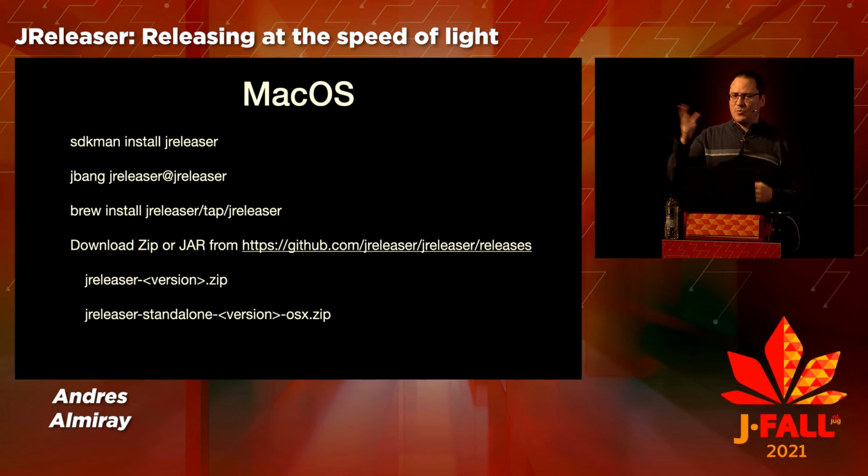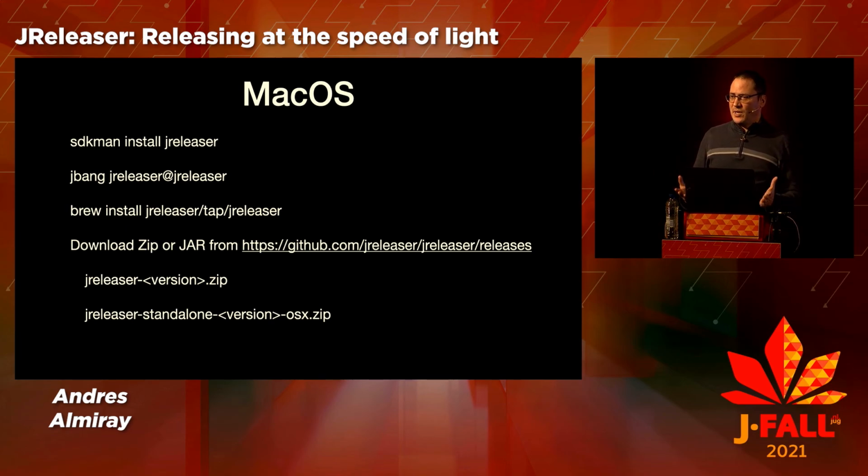That will allow you to switch very easily between many different versions. Or you can use JBang and launch the latest version of JReleaser, or you can also launch the latest snapshot. Or you can use Homebrew, of course, because you're on Mac. And if none of these options are to your fancy, then you can go to the release page for a particular version and download either of these two zip files.